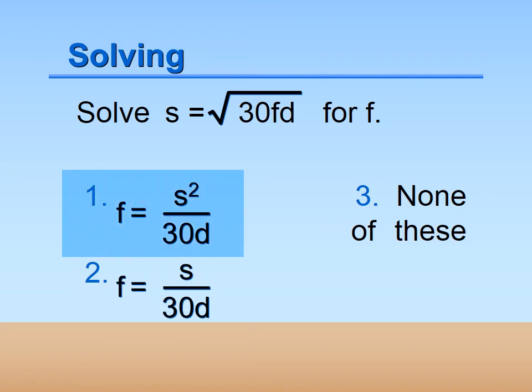Okay, you should have gotten option 1 because you're trying to solve for f. The first thing you should have done was square both sides, leaving you s squared equals 30 times f times d. And to solve for f, you're going to divide each side by 30d to cancel out the 30d on the right-hand side, leaving you just f. So you have s squared divided by 30d equals f, which is the same thing as saying f equals s squared divided by 30d, which is option number 1.